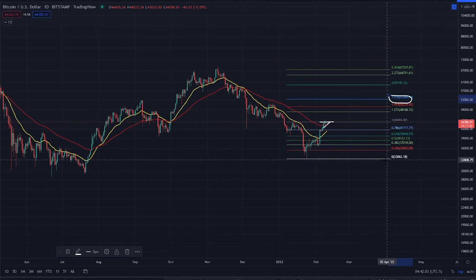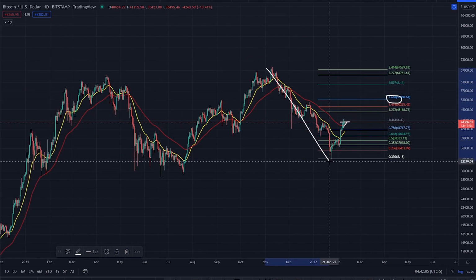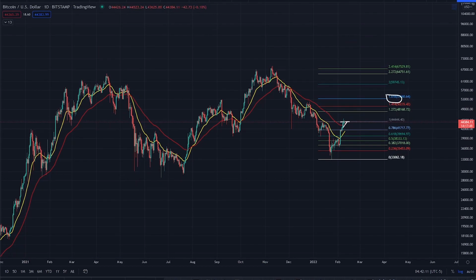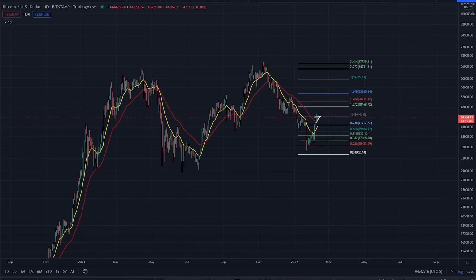Okay, and that is potentially validating that this is your C leg down, because there is a chance here that this correction is not done. So I'm going to show you everything. Okay, it's what I do on the channel. We're looking at 5 waves down. Okay, 5 waves down. We're looking for the 5 waves down.